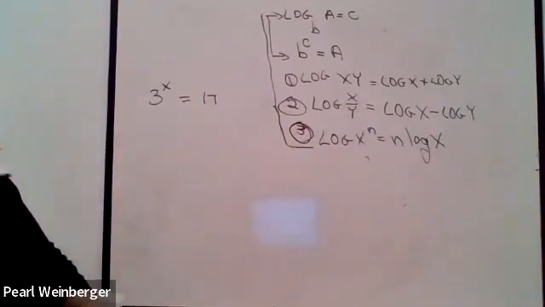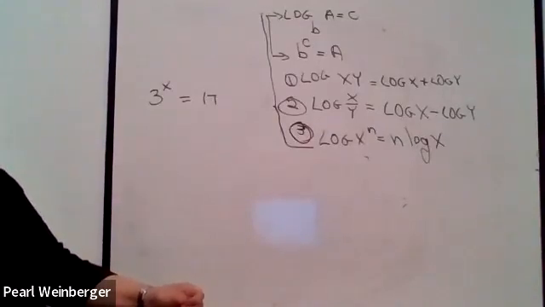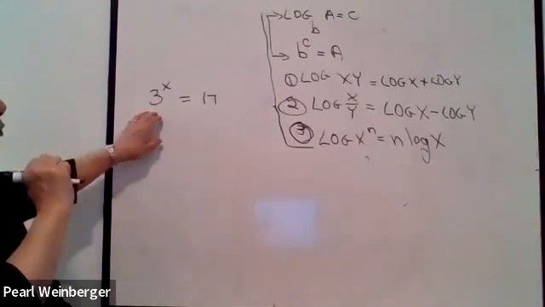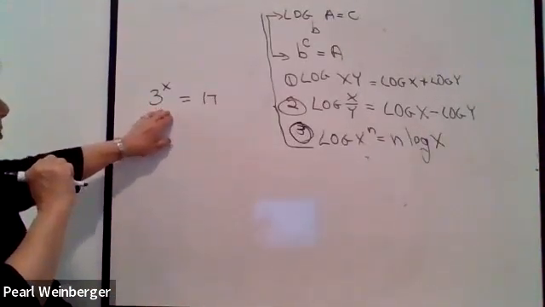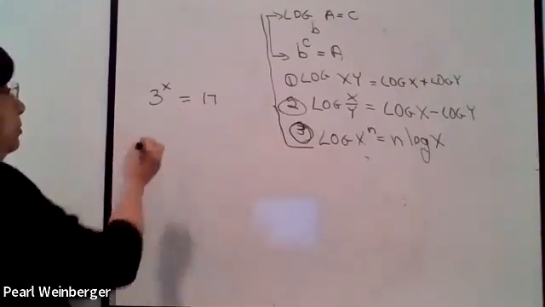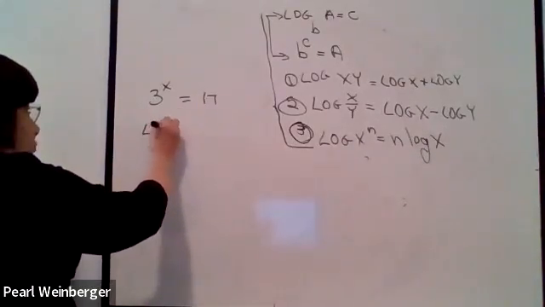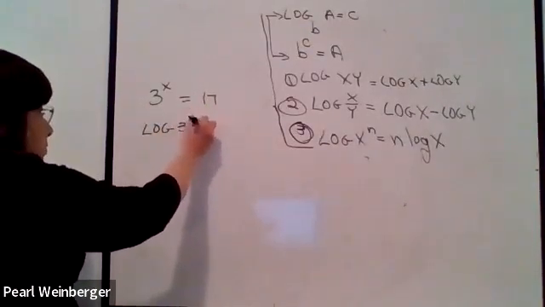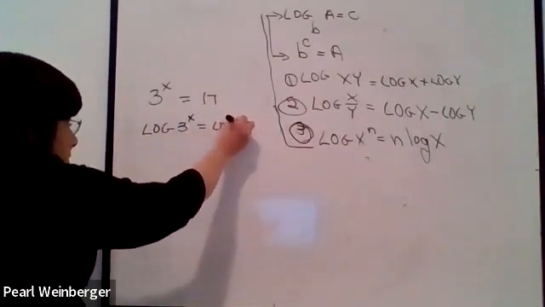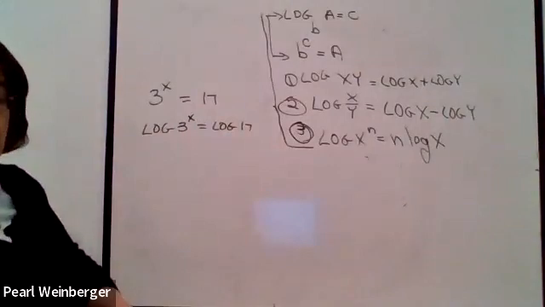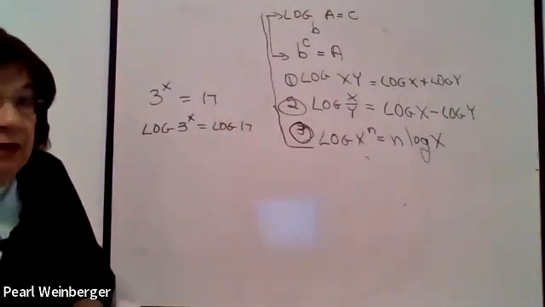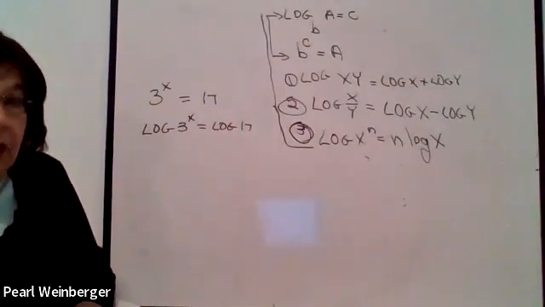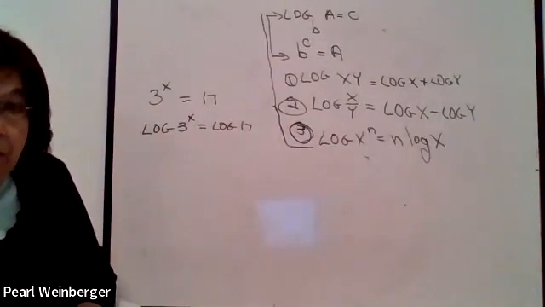So I'm going to show you an alternate way to solve these exponential equations. What I'm going to do is just put the word log in front of both of these. If 3 to the x equals 17, the log of 3 to the x will equal the log of 17. Now, notice I didn't put log base 3 here. I actually put just plain log. In other words, I'm using the common log.